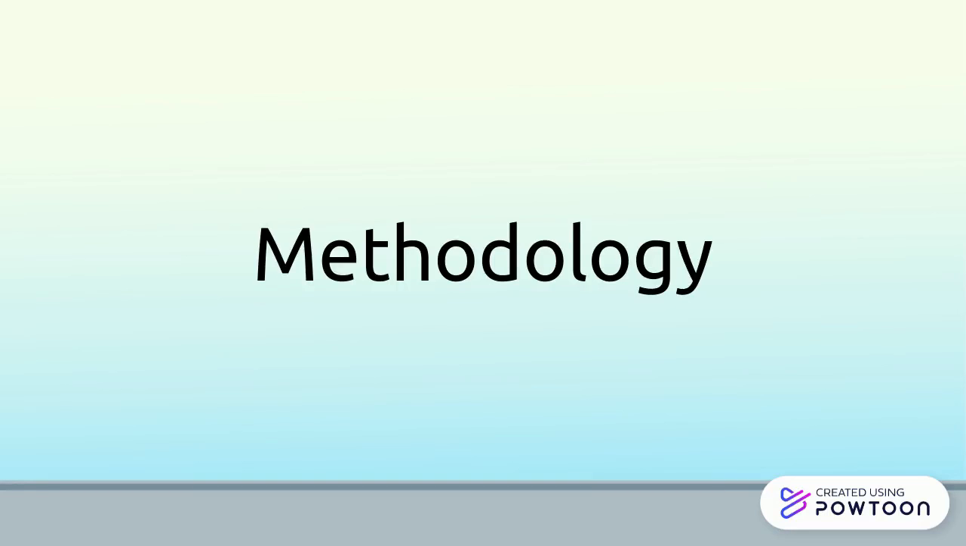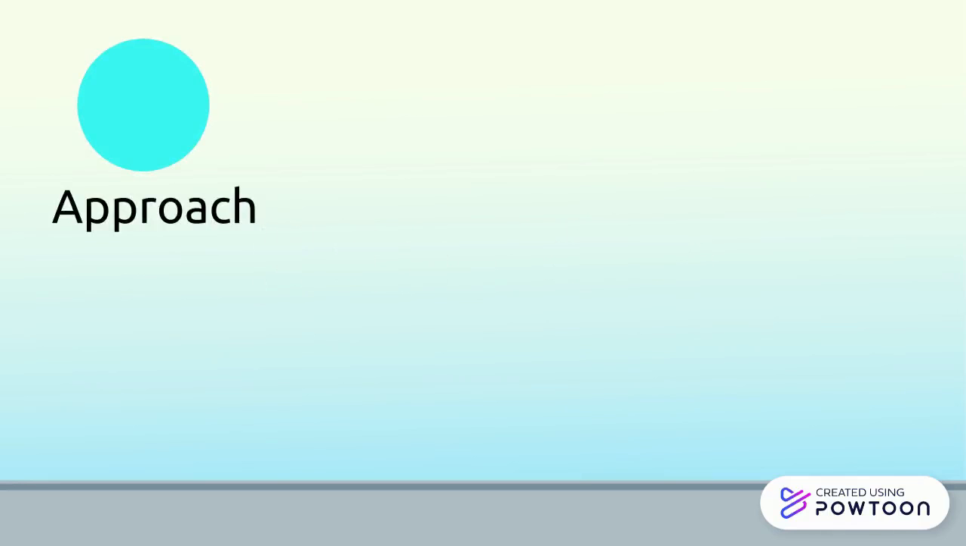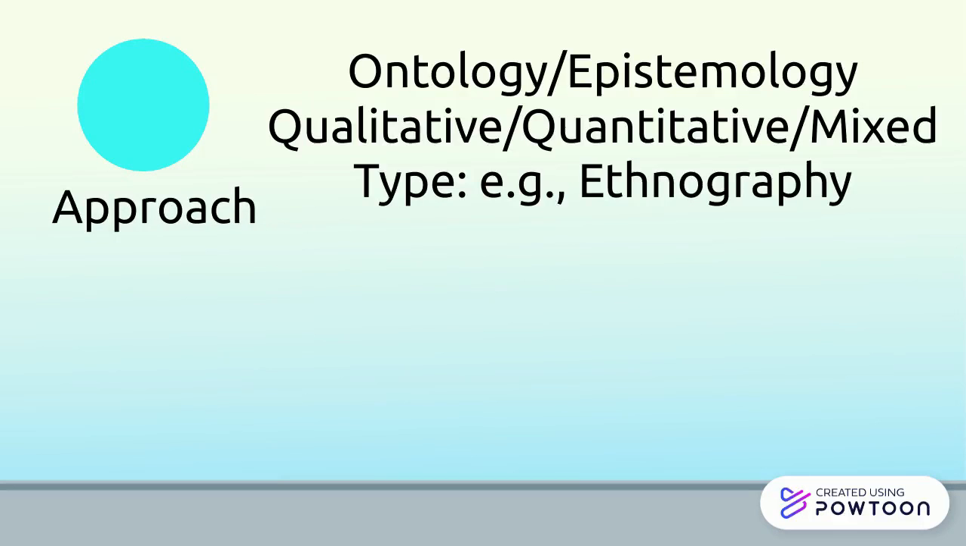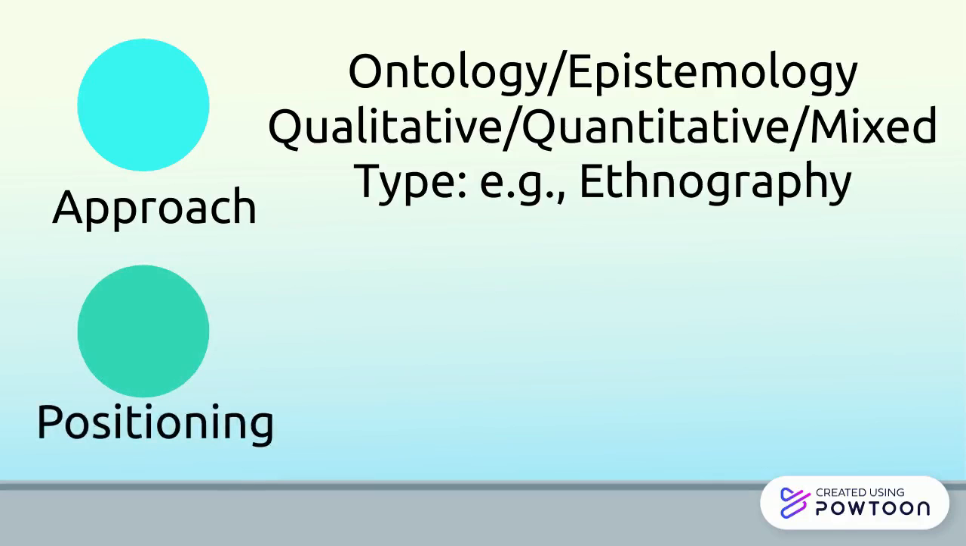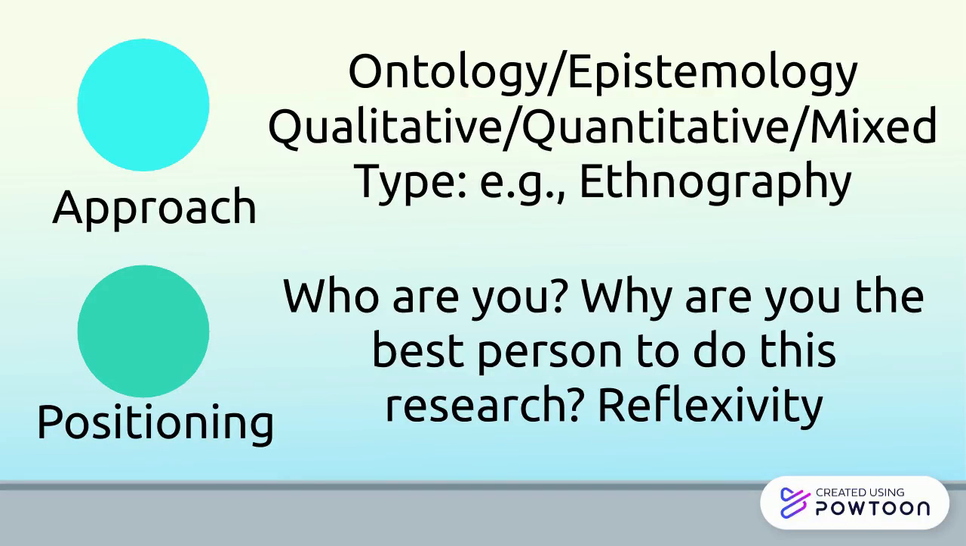So this is the overall structure that I normally see in a methodology section. You start with your research approach, your paradigm, your type of study, and this is then quite often followed by research positioning, particularly for studies that are qualitative in nature. So who are you? Why are you the best person for this research? How have you incorporated reflexivity into your study?